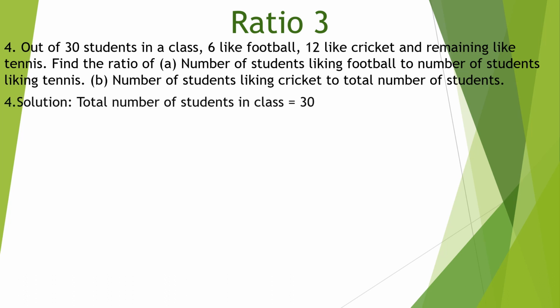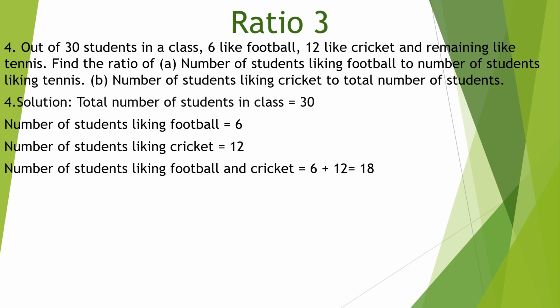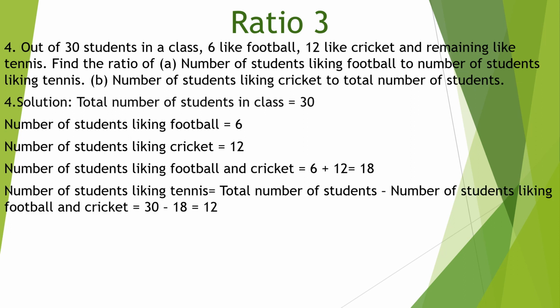Let's now consider a class of 30 students. In this class, number of students liking football is 6 and number of students liking cricket is 12. The remaining children like tennis. Now the number of students liking football and cricket are 6 plus 12, that is 18. Now number of students liking tennis will be total number of students minus number of students liking football and cricket. That is 30 minus 18, which is 12.